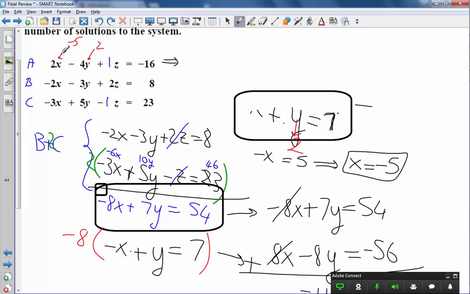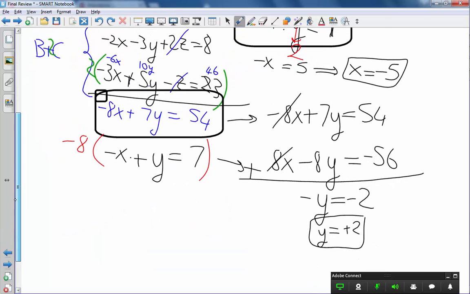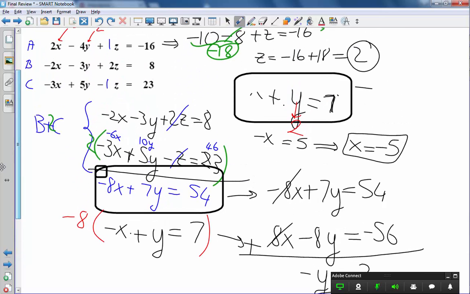This equation turns 2 times -5, -10, 4 times -4, -8, plus Z equals -16. All right, 10 and 8, both negative, turns into -18. Flip -18 to the other side as +18. Z is 16 plus 18, that's also 2. All right, here is the result. All 3 variables are obtained. X is -5, y is 2, z is 2.